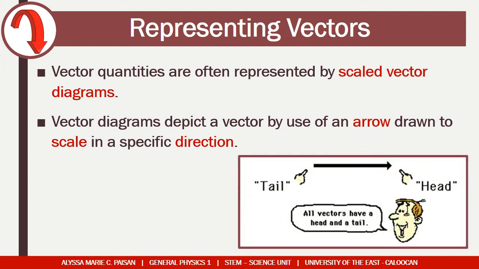Now, since a vector is represented by an arrow, it means that a vector also has a tail and a head. The tail is the starting point or the origin. That's our zero mark, that's where you start measuring. And then the tip of the head will be the end point, or the part where you will get the total magnitude. So the length of the arrow is the magnitude of your vector.